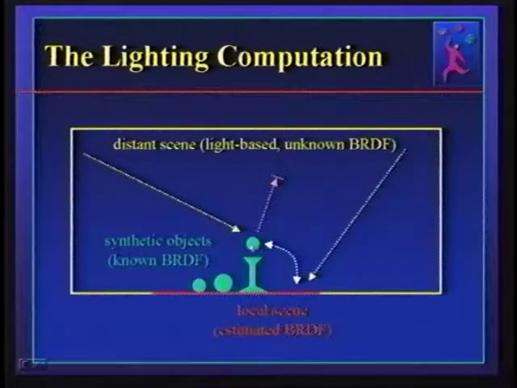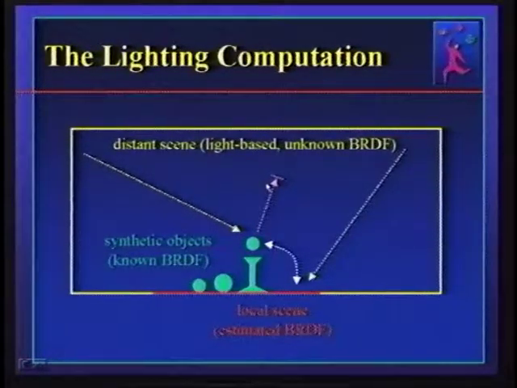Light will be able to pass between the local scene and the synthetic objects so that you get correct interreflections there. But any light reflected back to the distant part of the light-based model is not going to have any effect, because we don't know anything about the material properties of this. So that light will be ignored.